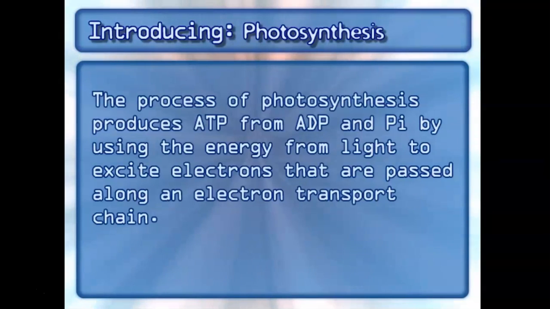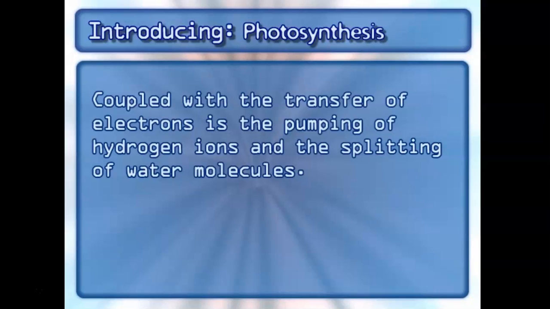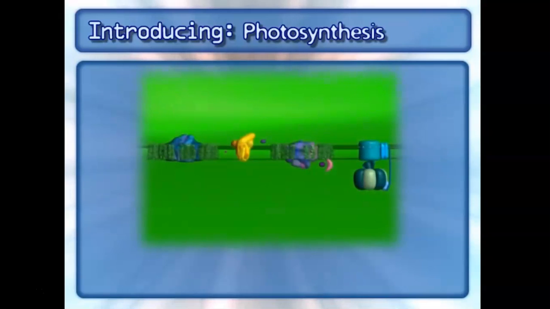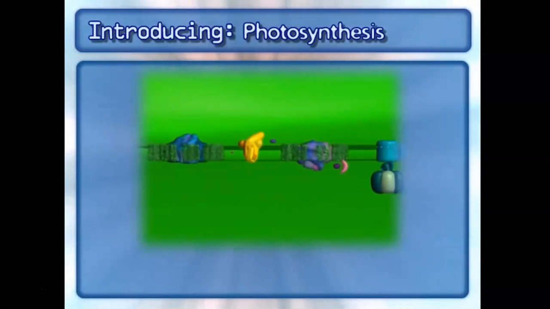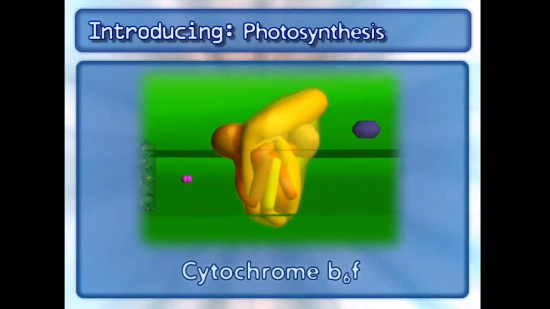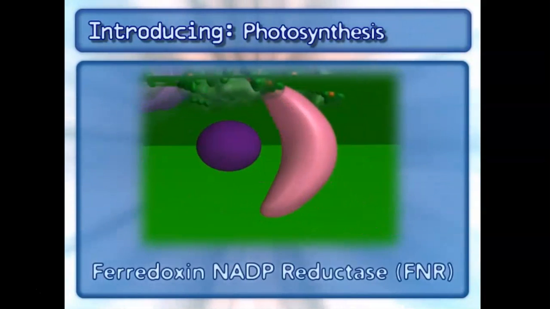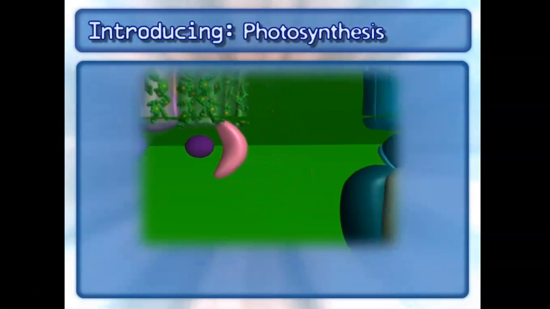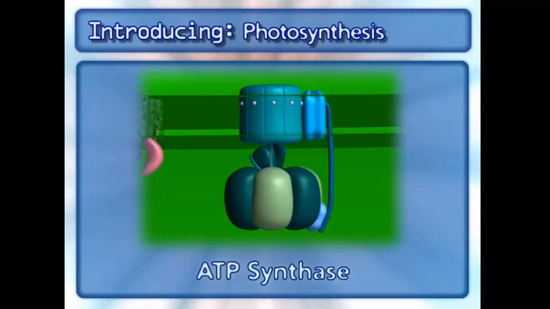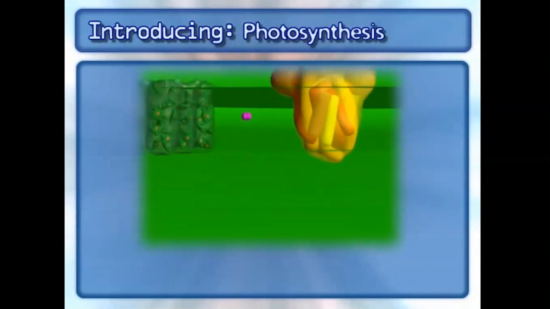The process of photosynthesis produces ATP from ADP and Pi by using the energy from light to excite electrons that are passed along an electron transport chain. Coupled with the transfer of electrons is the pumping of hydrogen ions and the splitting of water molecules. The following complexes are found in the photosynthesis electron transport chain: photosystem 2, cytochrome b6f, photosystem 1, ferredoxin NADP reductase, and the complex that makes ATP, ATP synthase.